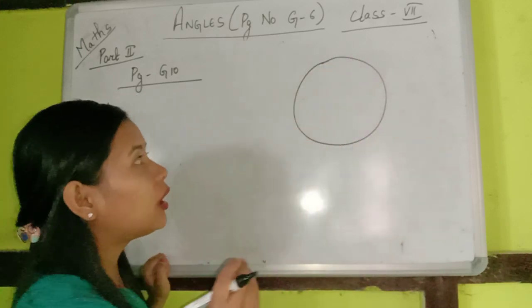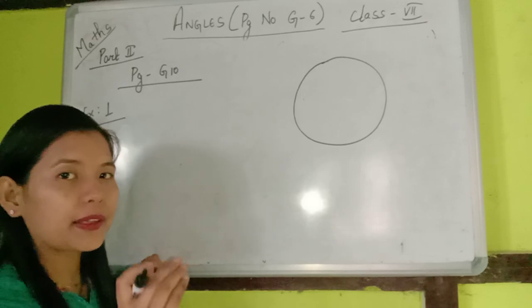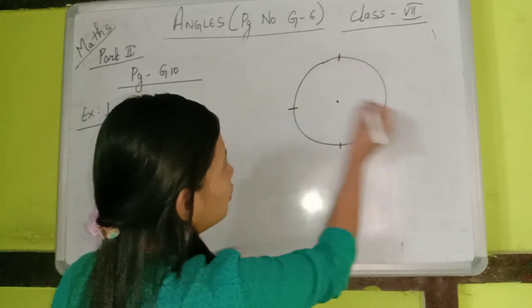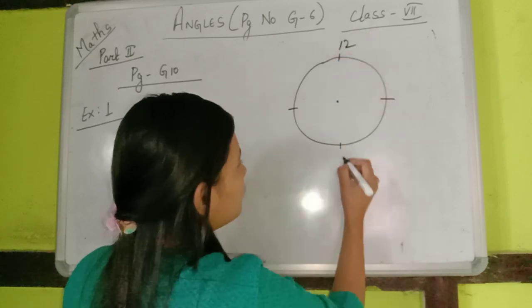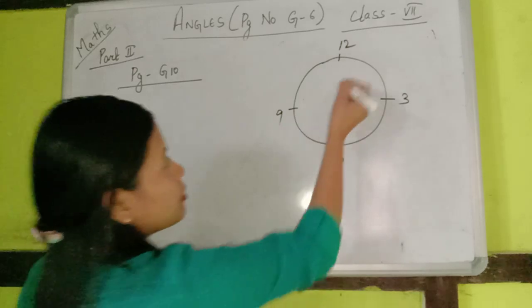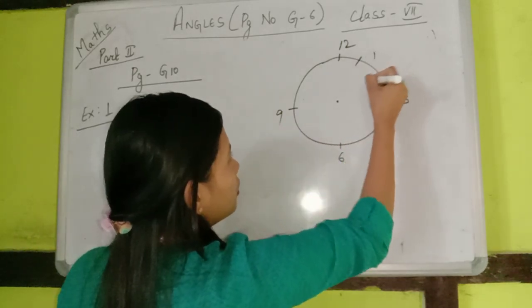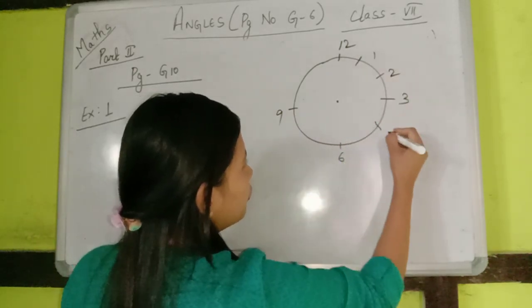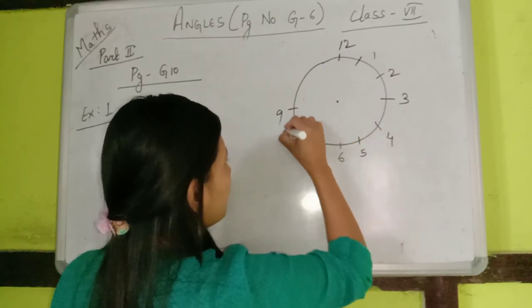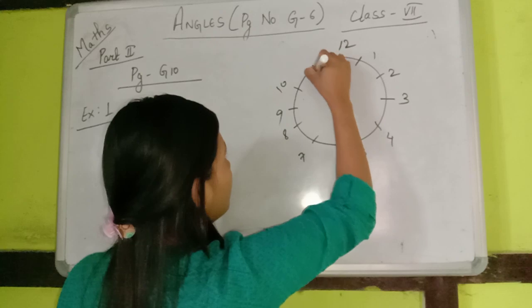So here we need to remember a few things. So this is our clock. This is 12, this is 6, this is 3 and this is 9. So this is 1, 2, 4, 5, 7, 8, 10, 11.